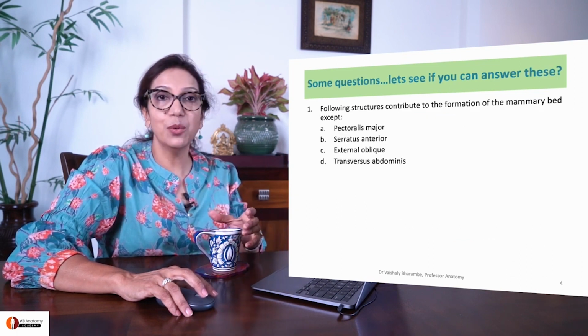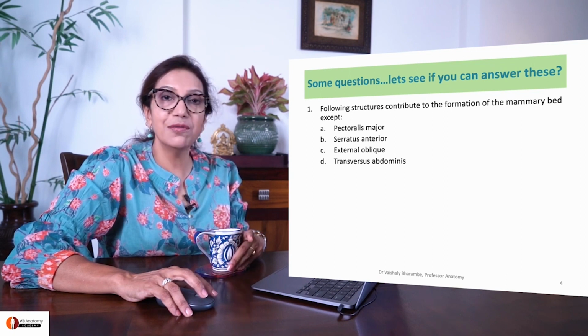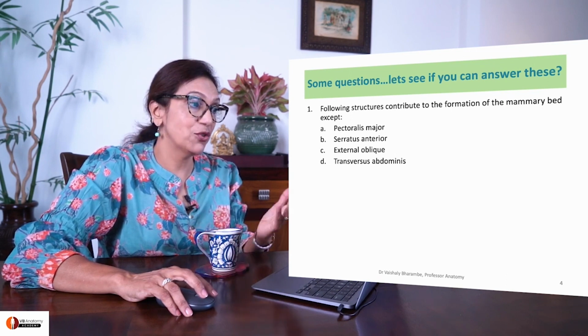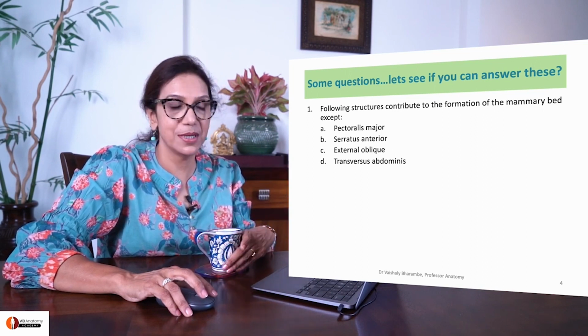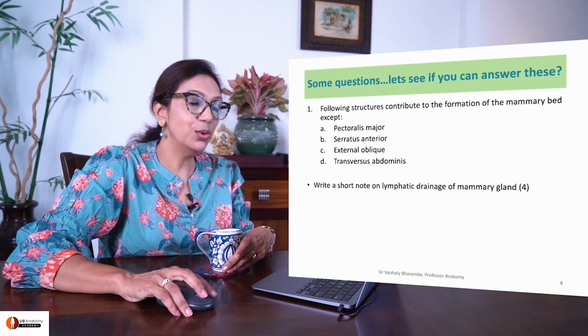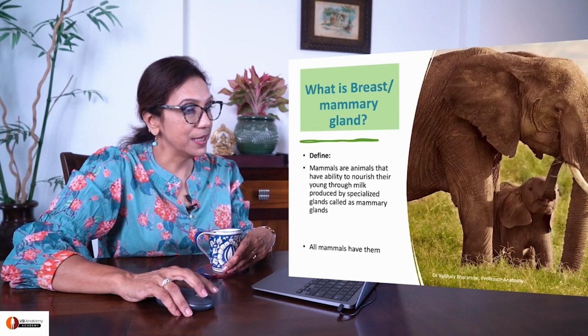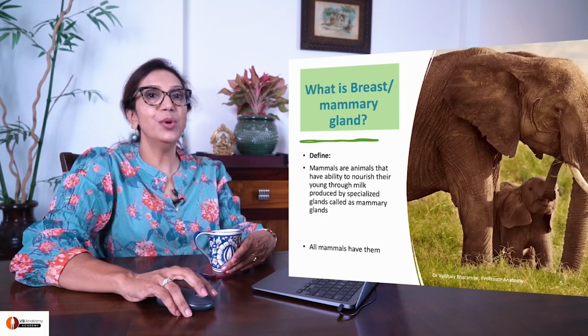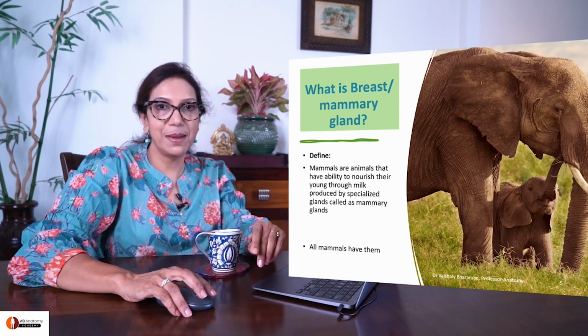Before we begin, a question for all of you. Following structure contributes to the formation of mammary bed. Is it pectoralis major, serratus anterior, external oblique, transversus abdominis? Or maybe write a note on lymphatic drainage of mammary gland. Draw and label the mammary bed and so on. So if you want to be able to answer these questions comfortably, you need to have knowledge of mammary gland.